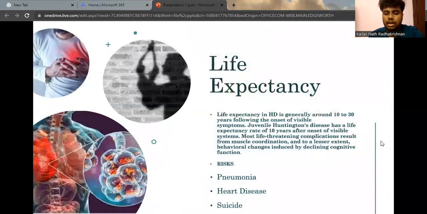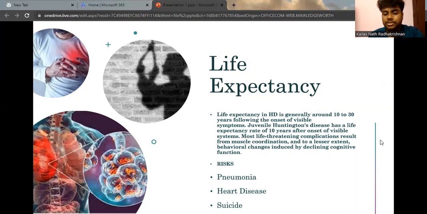Now, about the life expectancy of Huntington's disease. It's very important. Life expectancy in Huntington disease is generally around 10 to 30 years following the onset of visible symptoms. Juvenile Huntington disease has a life expectancy of 10 years from onset of visible symptoms. Most life-threatening complications result from muscle coordination and, to a lesser extent, behavioral changes induced by declining cognitive function.